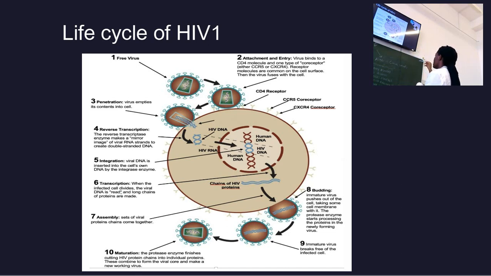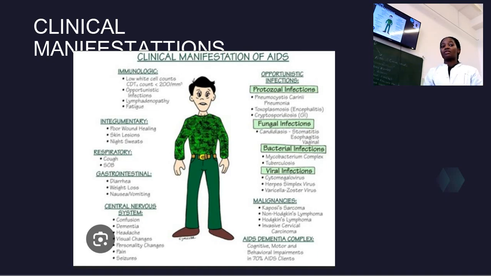After the immature virus breaks free from the infected cell, there is maturation of that virus, and after maturation it goes to a different cell and affects another cell in the same manner. And then we have clinical manifestations of AIDS.